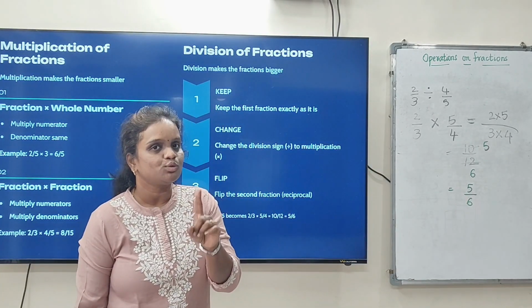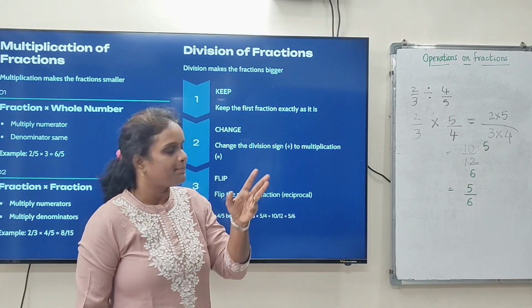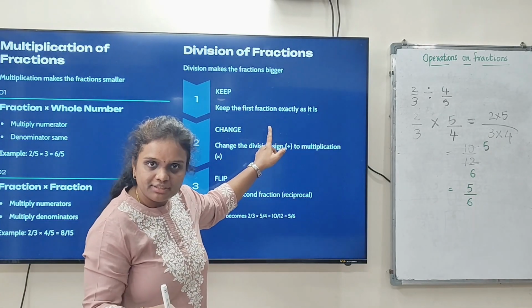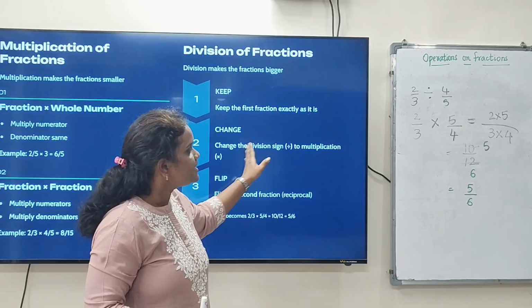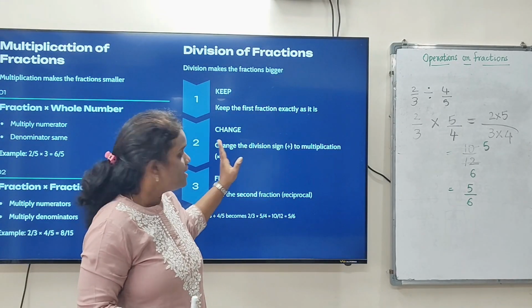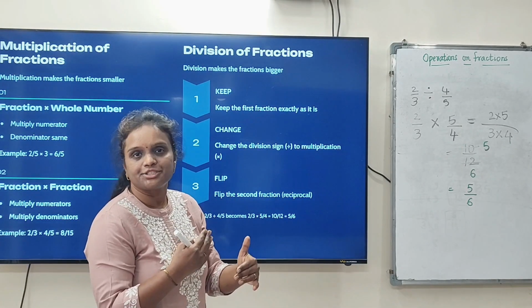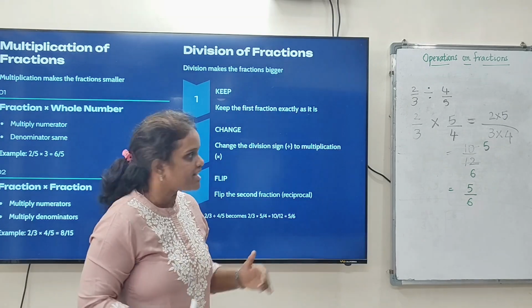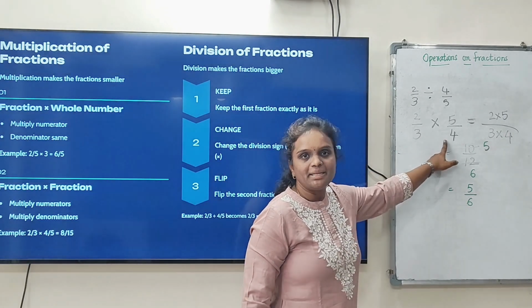A quick recap on the division of fractions. It follows a simple rule. Keep, change, flip. What to keep? Keep the first fraction as it is. Change the division symbol to multiplication symbol. And then flip the second fraction, like taking the reciprocal of the second fraction. Then it turns into multiplication.